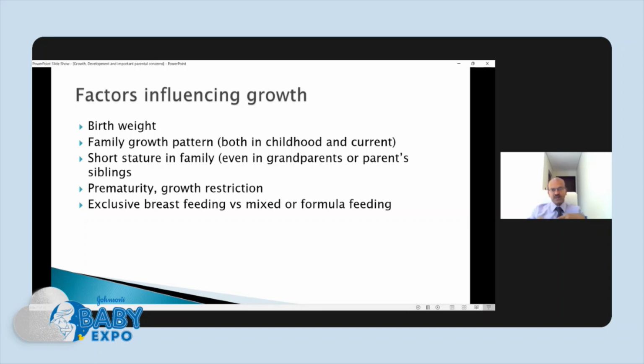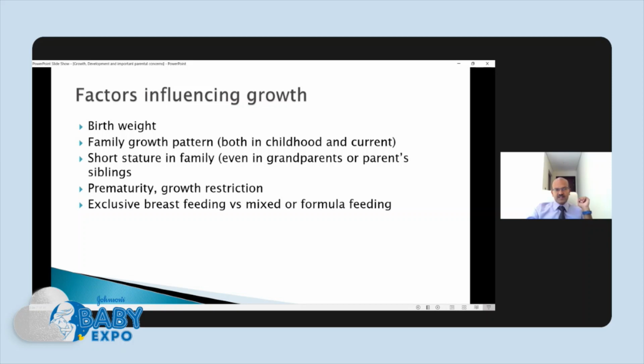And when you're formula feeding, if the baby stops feeding at a certain volume, don't push them to complete the volume you took, and adjust the feed volume according to what the baby needs, not according to what is written on the tin. So these are very important points you need to remember in terms of feeding.